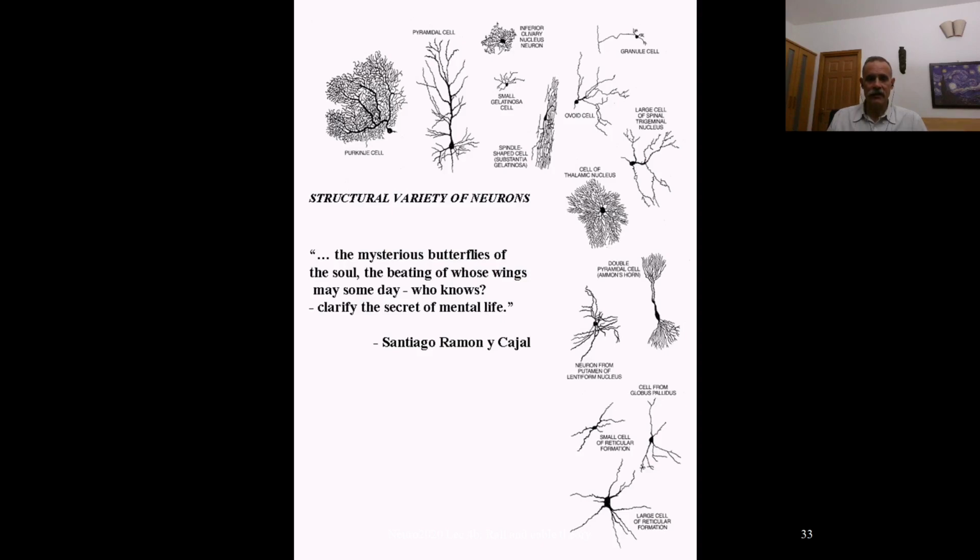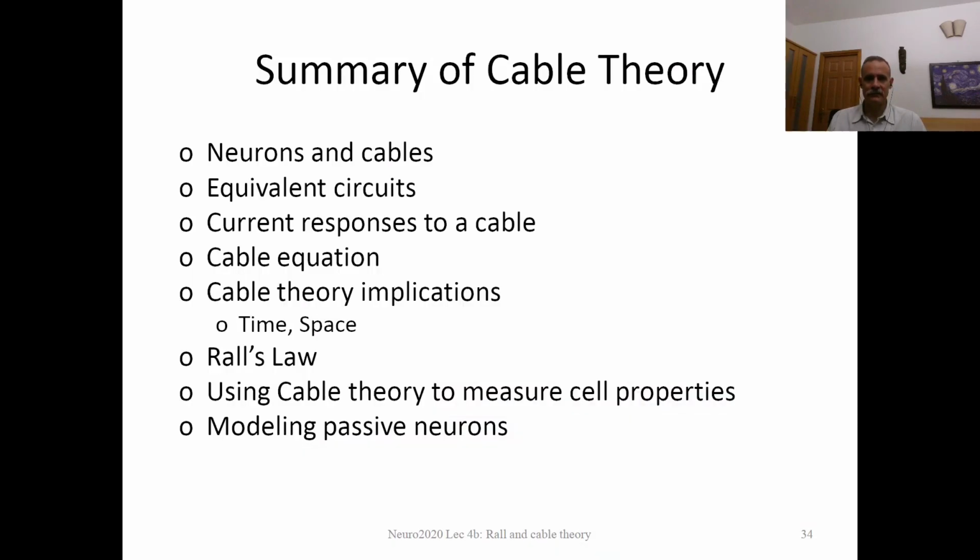And I will leave you with this thought of Ramon y Cajal, that the branching structure matters. And now we have gotten to some insights into what these branching structures mean for electrical propagation in the neuron. So we have gone through cable theory now, all the key bits of it. We've looked at neurons and cables, equivalent circuits, Ohm's law aspects of it. We've had a little set of simulations to play with the cable equation and its implications in time and space. And now we've analyzed it somewhat more quantitatively in this class. And we've used cable theory to help us understand cell properties, and we've seen Rall's law.